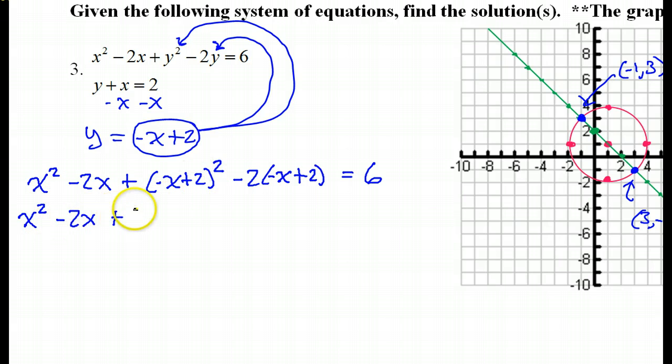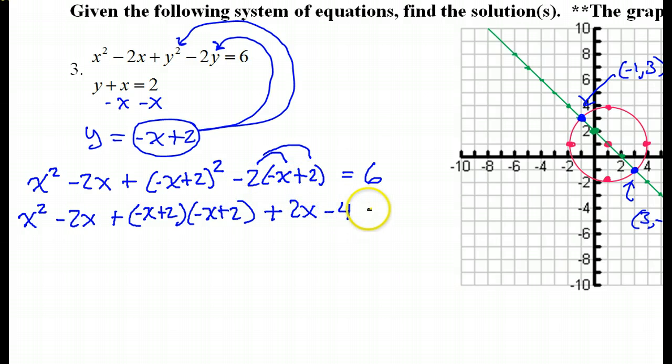Now, squaring this means you have to multiply it by itself, so I'm going to have negative x plus 2 twice. Meanwhile, this one I have to distribute a negative 2. So negative 2 times x is positive 2x. Negative 2 times positive 2 is negative 4. A common mistake is just to put positive 4, but I'm multiplying by a negative 2, so it's a negative 4.